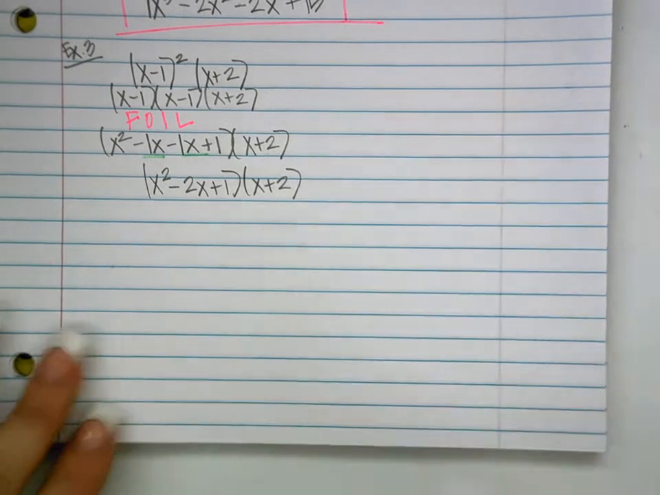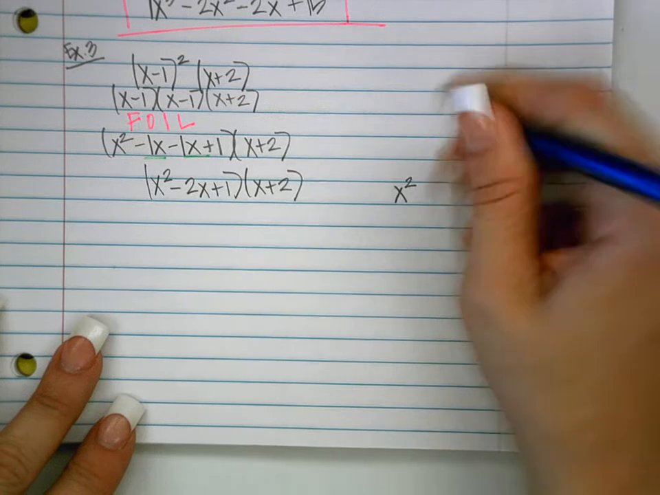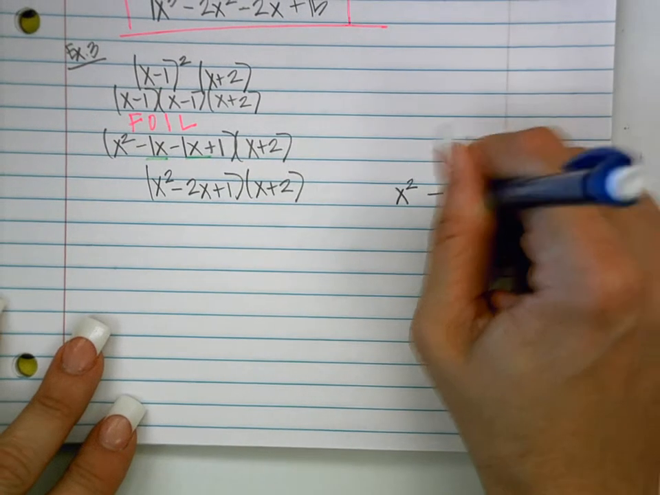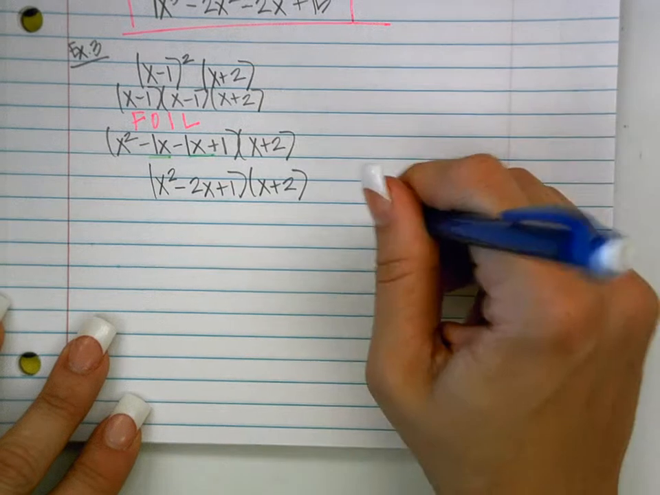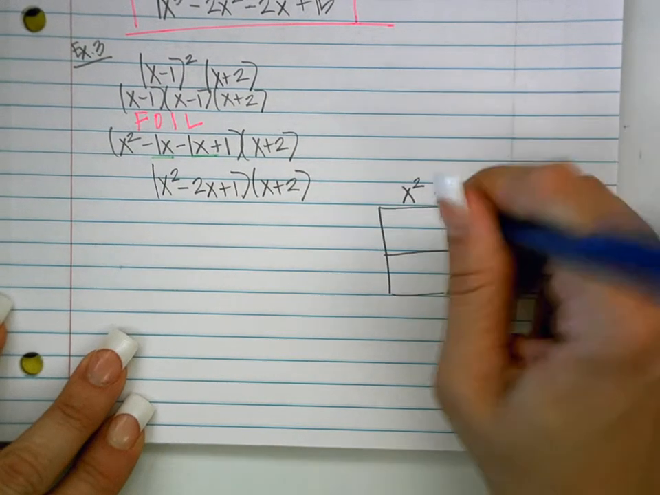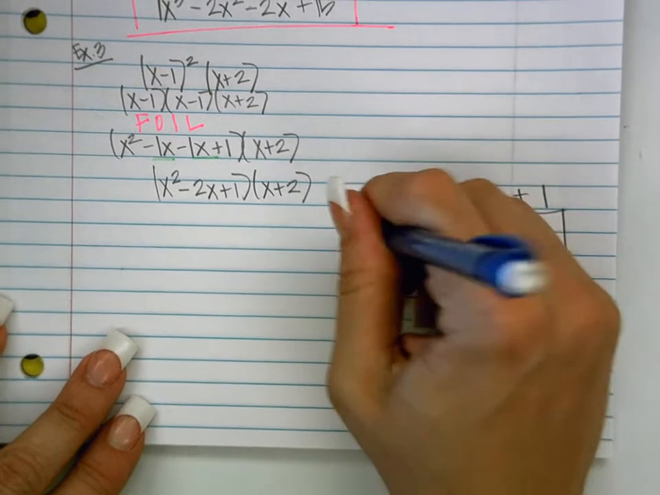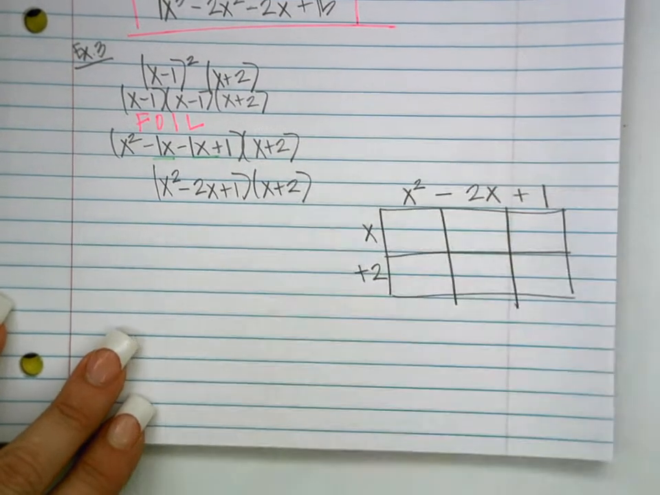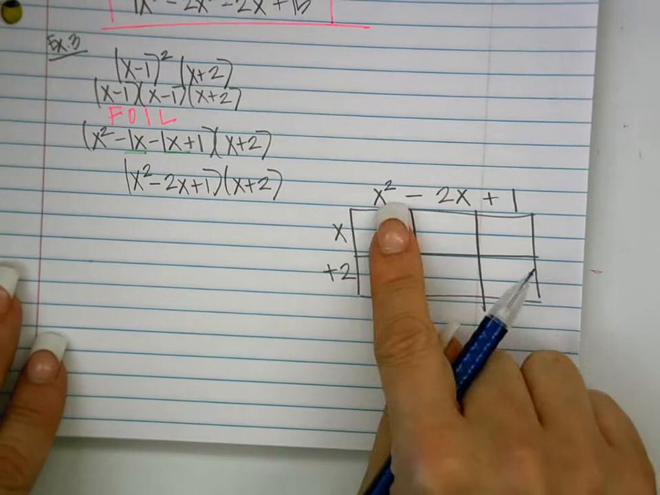For this one, I'll do the boxes. So for the boxes, you line up something on the top. So x squared minus 2x plus 1. And then we're going to line up those boxes that you used to do genetics in science class. Okay? Along the side, you're going to line up the x and a plus 2. Now you're actually going to multiply. So what would be x squared times x?